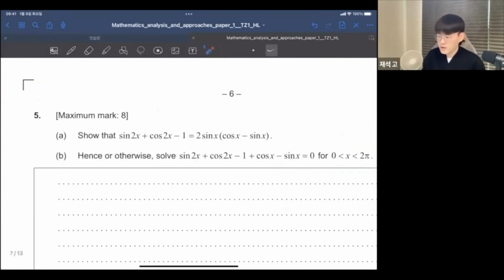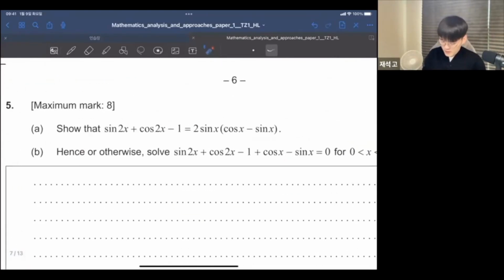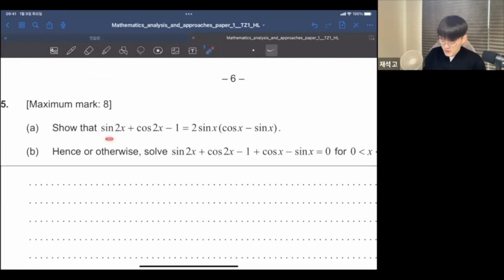So next, when you look at option A, it says to prove that sin 2x plus cos 2x minus 1 is equal to this. So we have two choices. How do we do it? We can either solve the equation on the left and make it equal to the right, or solve the equation on the right and make it equal to the left.